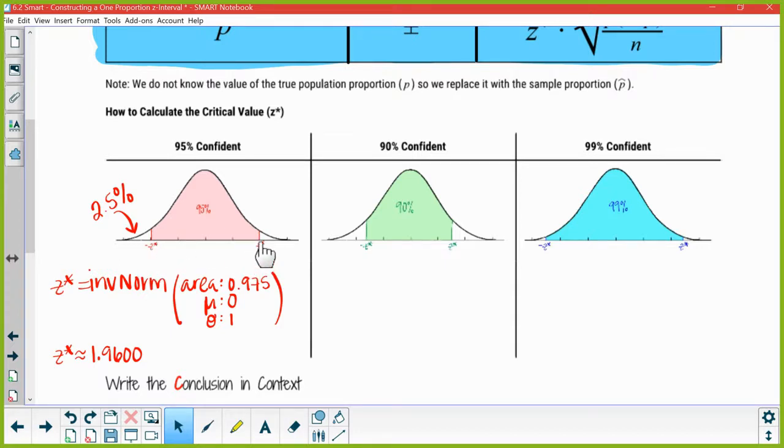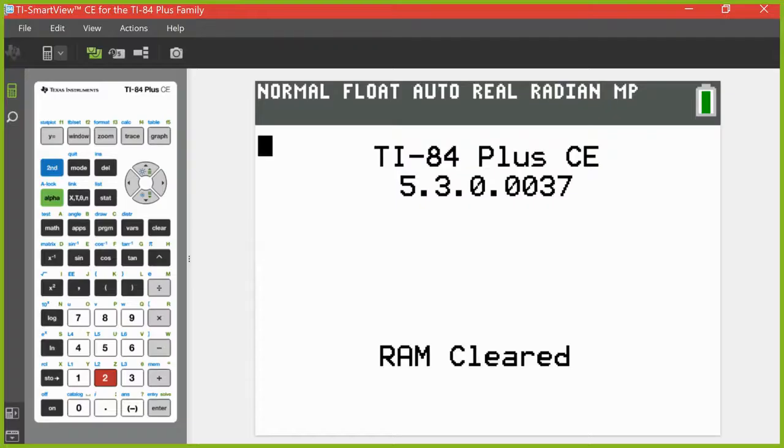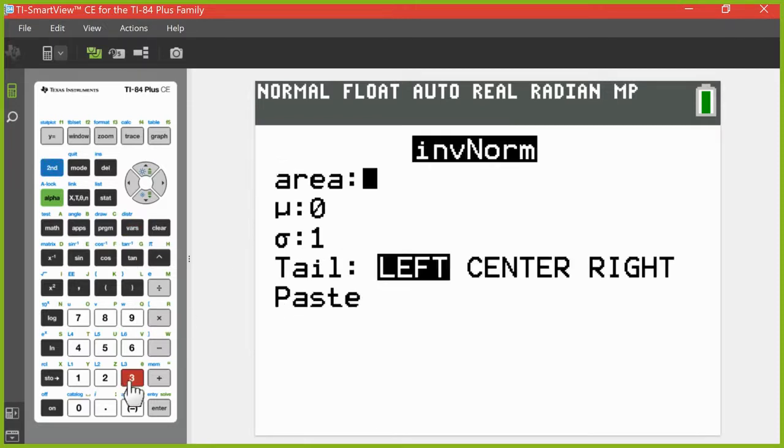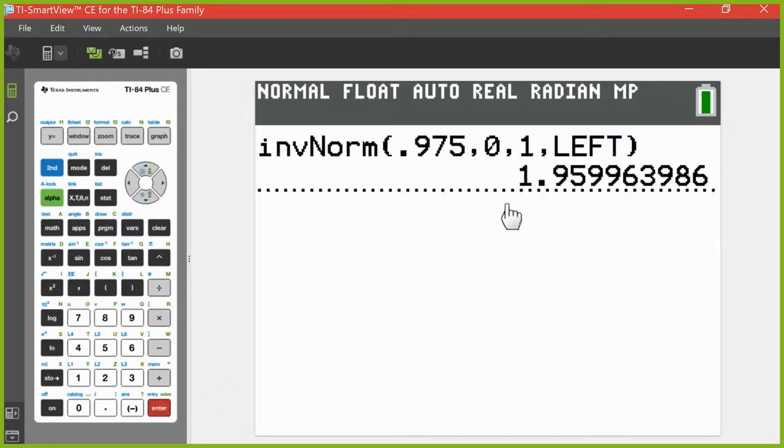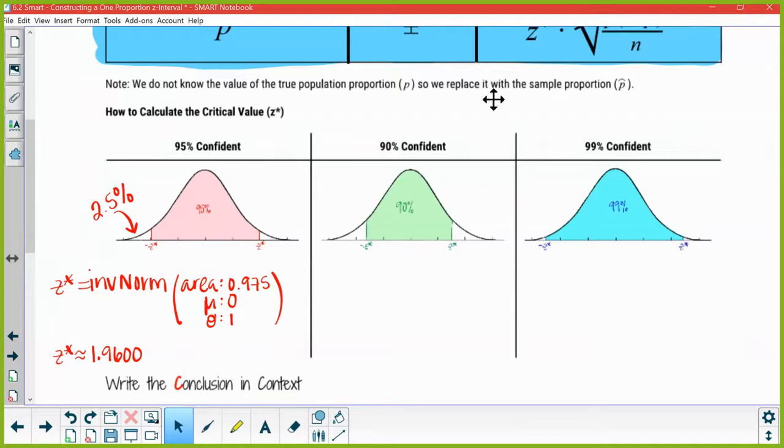And if you need a refresher on how to get to inverse norm, remember it's second vars number 3. It should give you a prompt for area, 0.975. I'm going to leave 0, 1 alone, and I'm going to paste. And it should give me my 1.96. Now, if you can remember that for a 95% confidence interval, Z star is always 1.96, that's absolutely fine. This is just a way to go in and remember. You can have your calculator help you along the way.